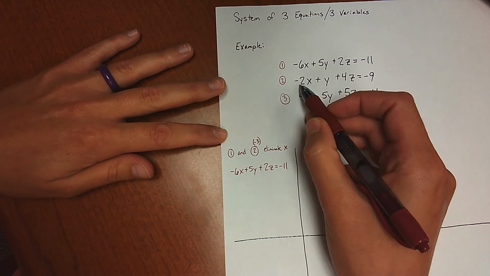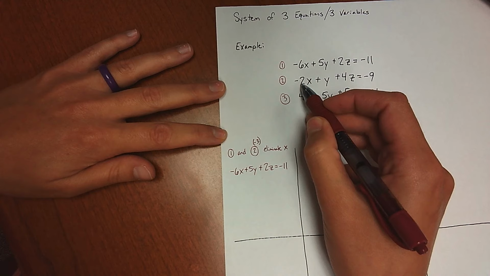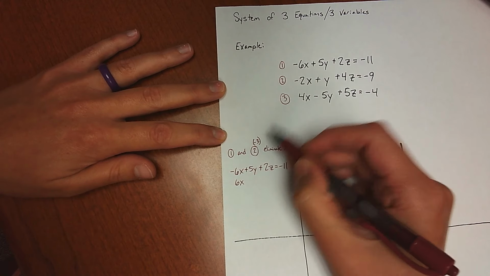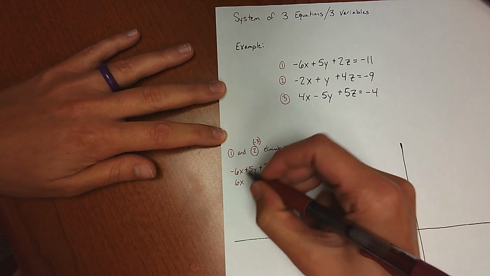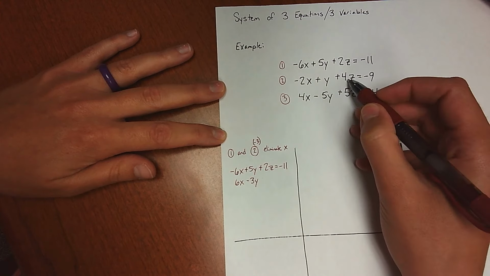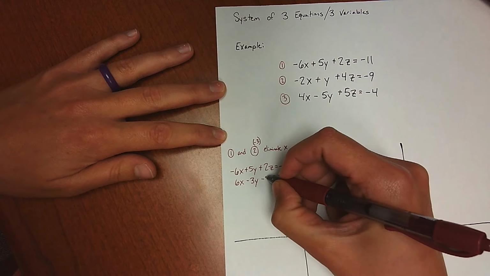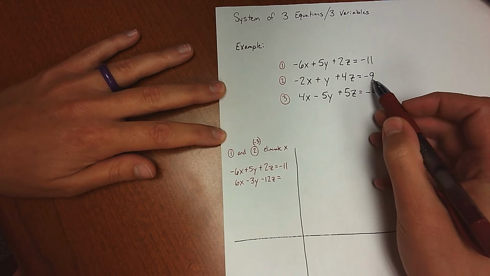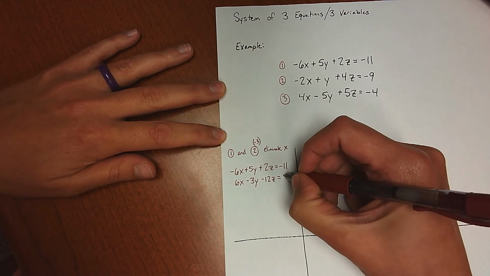Feel free to use a calculator if needed. So -2 times -3 is +6x. -3 times y would give me -3y. -3 times 4z would give me -12z. And then this will equal -3 times -9, which gives me 27.